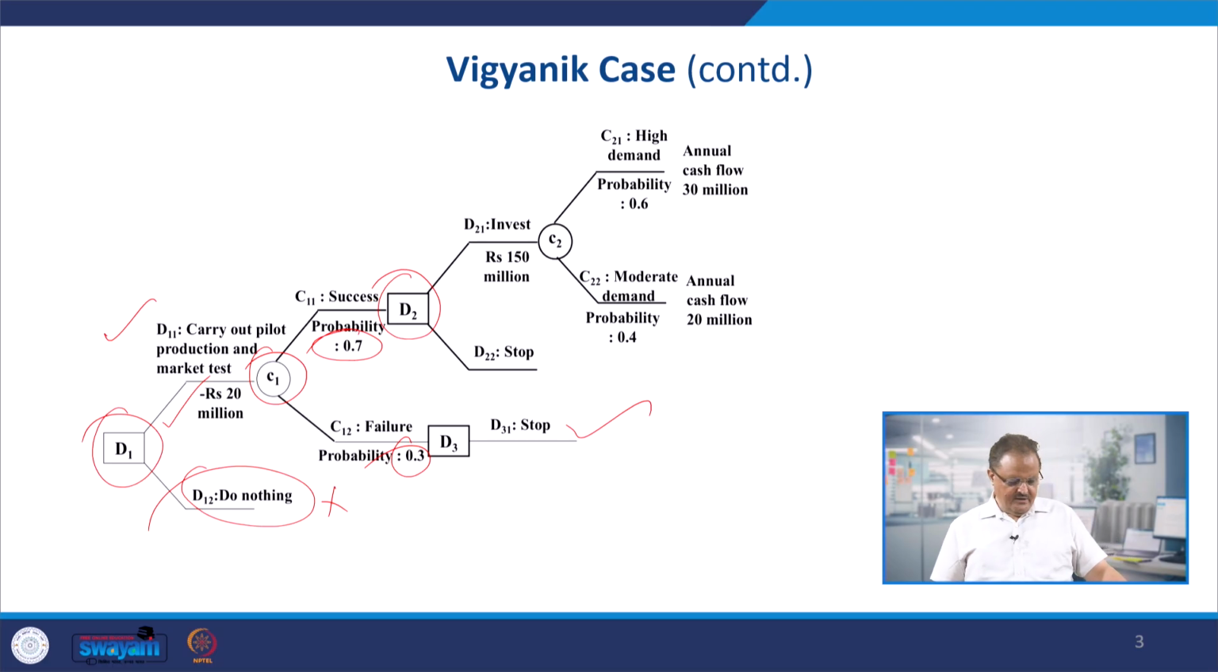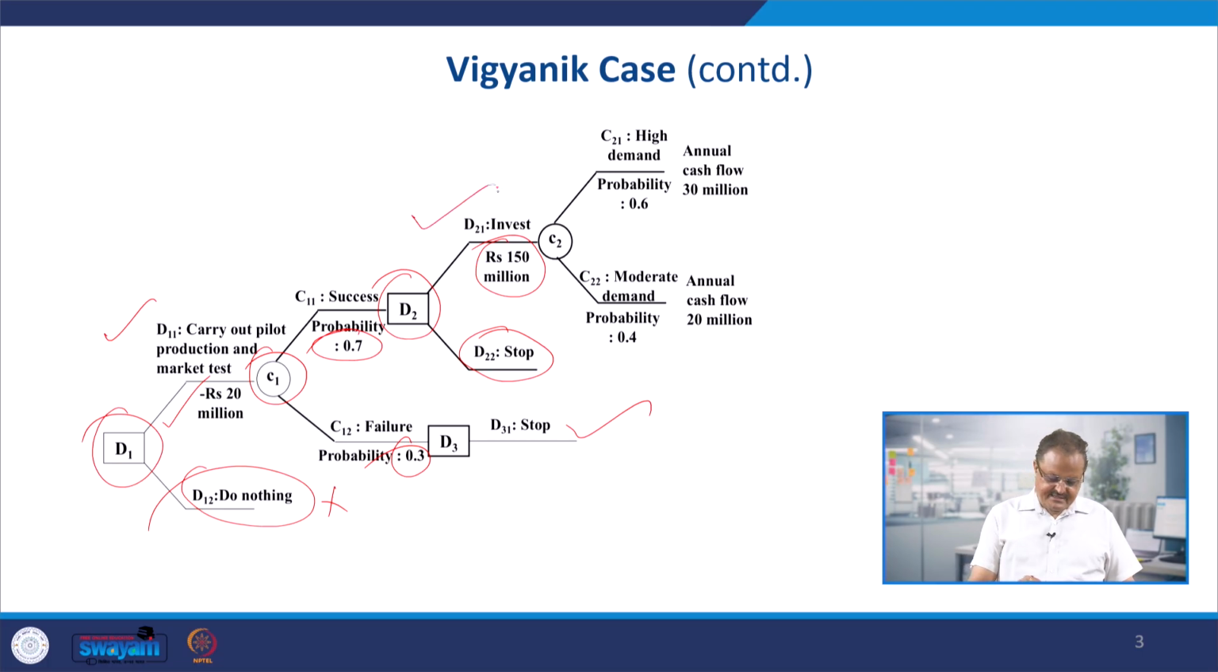And if we are going with this 70% success probability for decision 2, then certainly we would be required to make this investment of 100 million rupees into the plant for manufacturing the product at the commercial level and starting commercial production. So either you can take the decision D21 or you can take the decision D22. If you take the decision D22, then you have to stop and not make any investment, and you will not go for giving shape to the product.